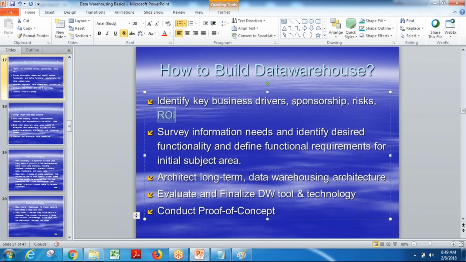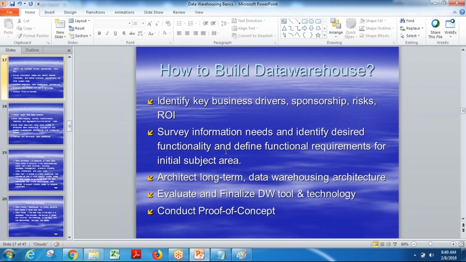Basically, what are your key business drivers, and what are your problems in understanding the data? Who is going to sponsor it? What is the risk associated with building the data warehouse? All those things you first need to understand. This is the planning phase. In the planning phase, you also need to know the requirements for each department.